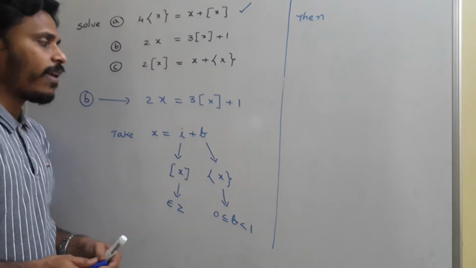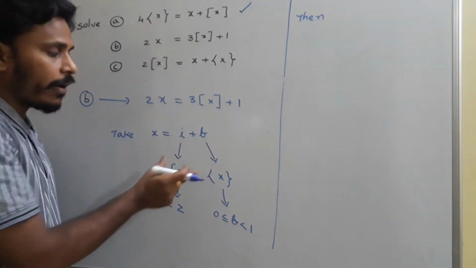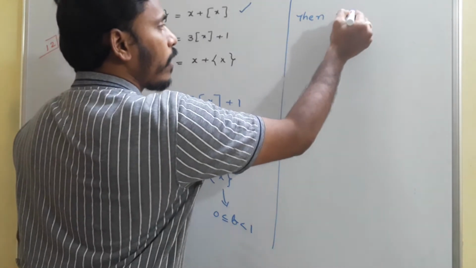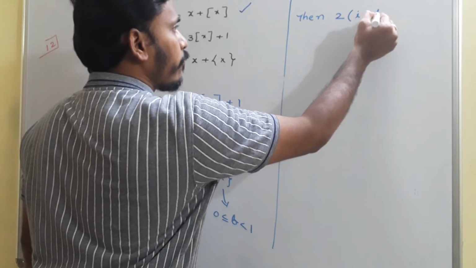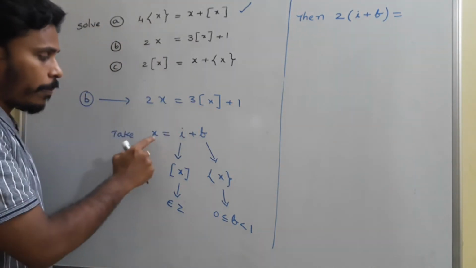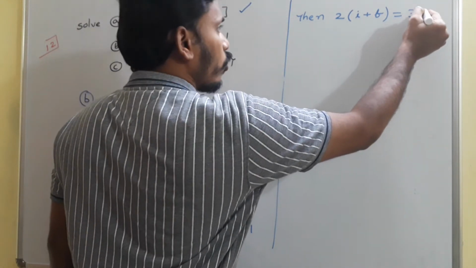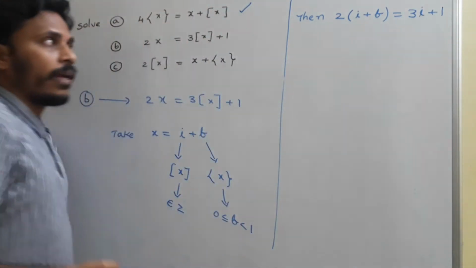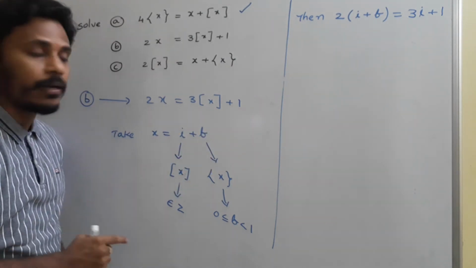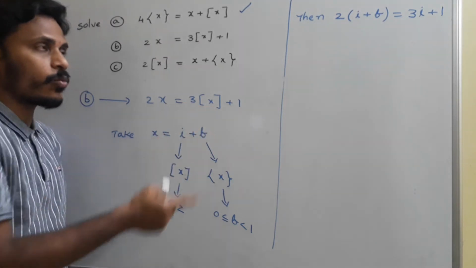Then what will happen? Then the given problem is this. Just look at this problem and try to convert it in terms of i and f. 2x, so 2 times x means i plus f, is equal to 3 times this step x. Step x is how much? i. For my convenience I am taking it as i, so 3i plus 1. At the end, the given problem 2x equals 3 step x plus 1 is simply nothing but 2 times of i plus f equals 3 times of i plus 1.